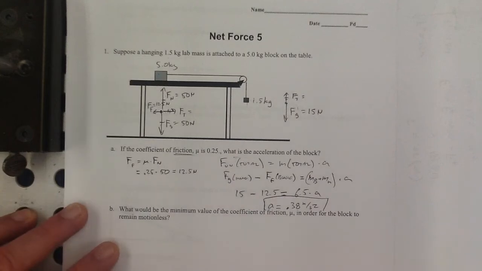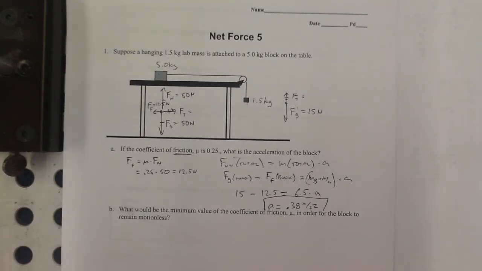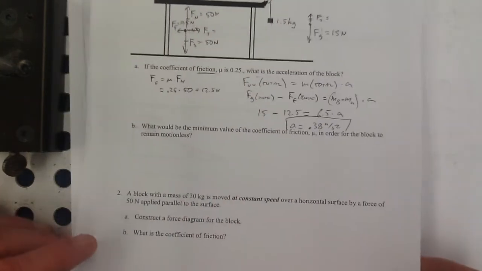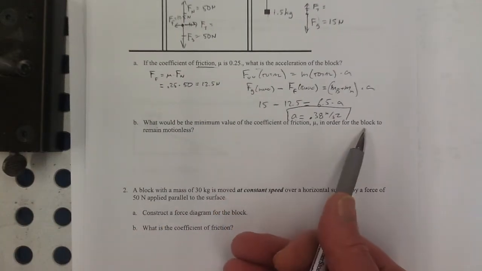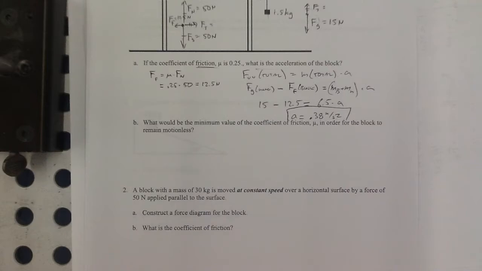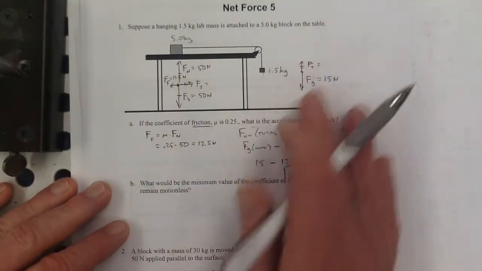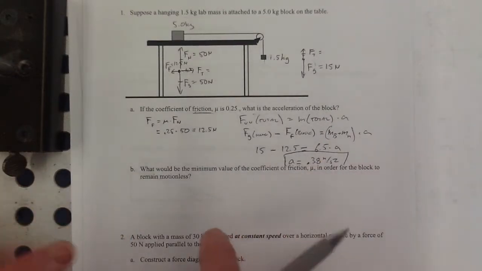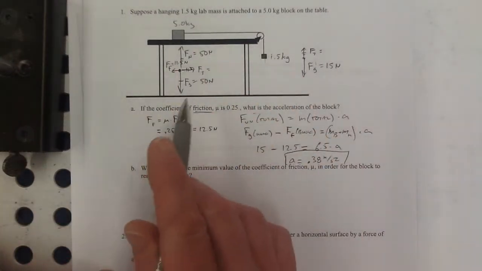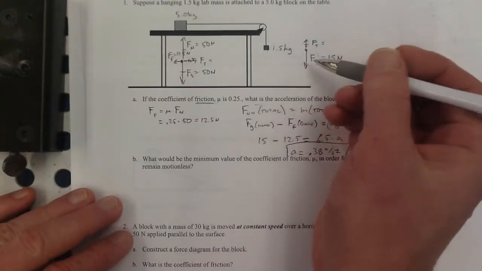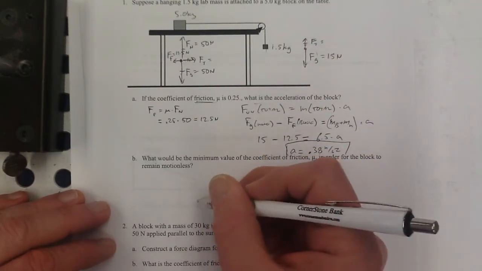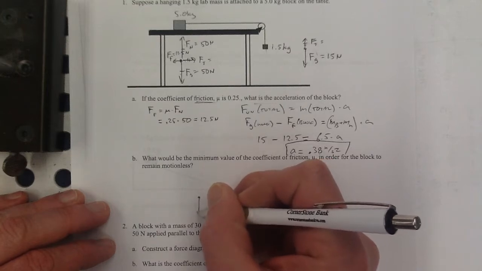You've got to think that there's going to be a problem like that on the test, right? What would be the minimum value of the coefficient of friction in order for the block to remain motionless? Well, if it's motionless, then all the forces are balanced. I think you could do this kind of just thinking about it and not necessarily redrawing all the force diagrams. But I'm going to go ahead and do that because, you know, I'm your physics teacher and everything.